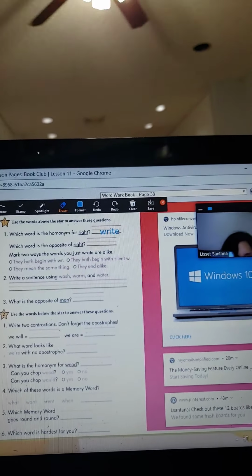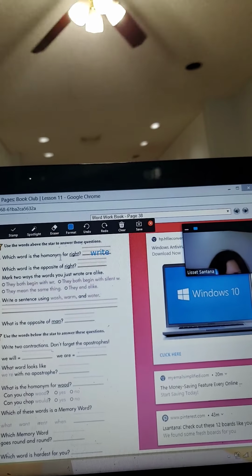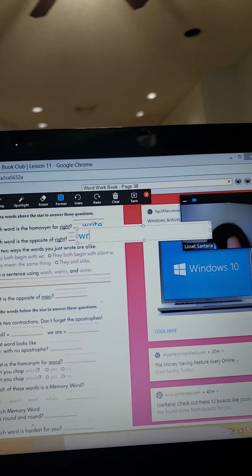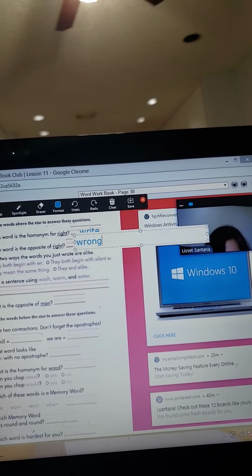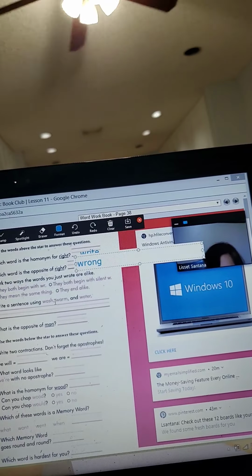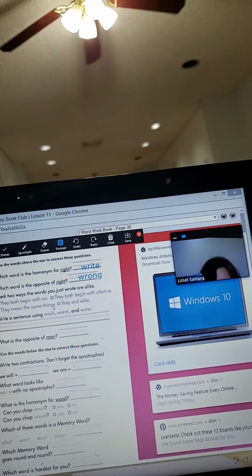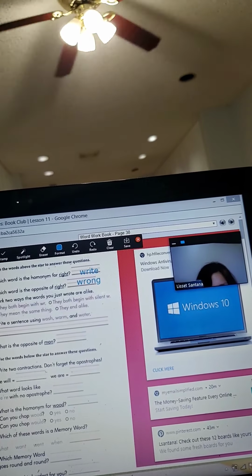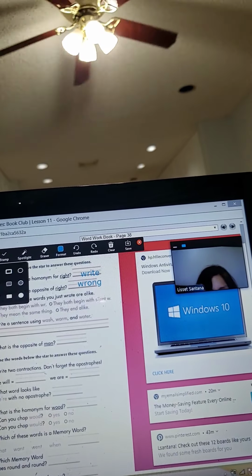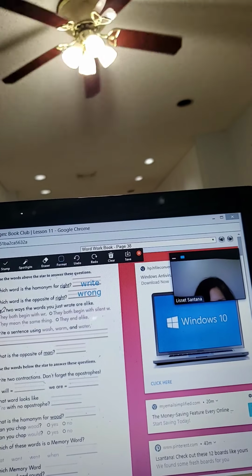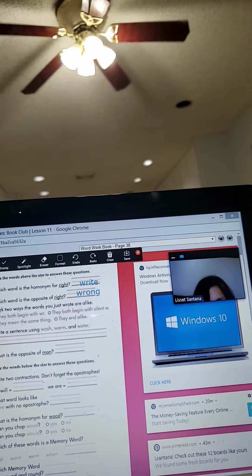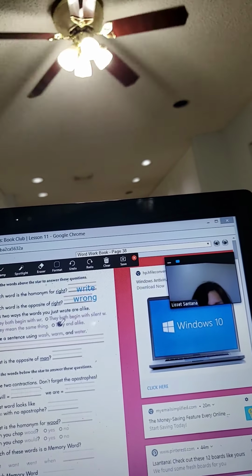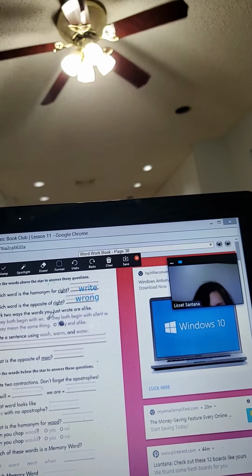Okay, so let's do the right one. The opposite of right is wrong. So it's WRONG. Okay? So then we'll go down and we're going to say, what 2 ways that they're alike? One way is they both begin with WR. Right? So they both begin with WR. They both begin with a silent W.